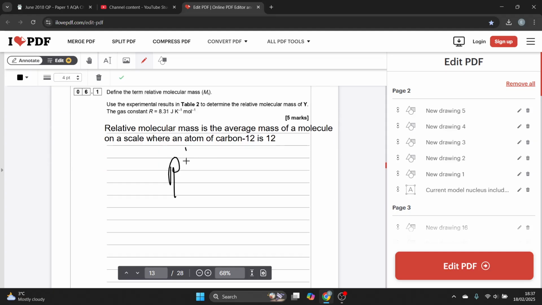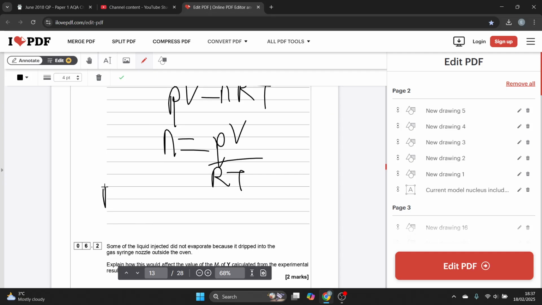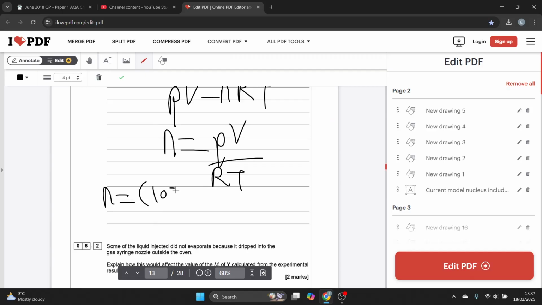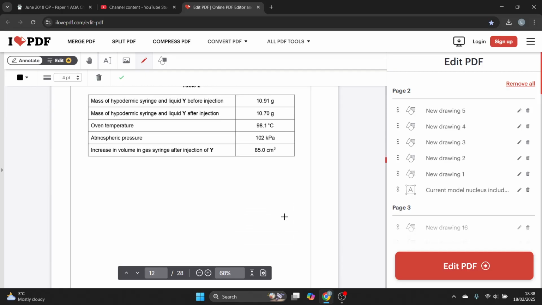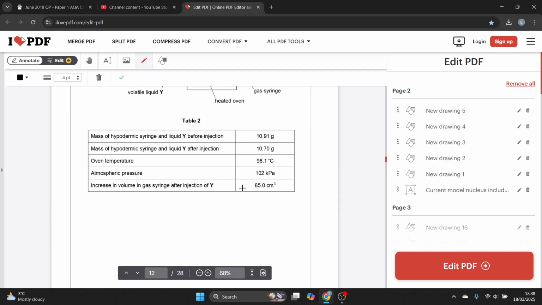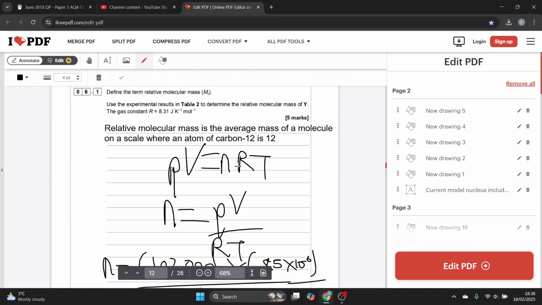So I'm going to use PV equals nRT. n equals PV divided by RT. n equals the pressure in pascals, 102,000, times the volume in meters cubed, 85 times 10 to the power minus 6, divided by a million. Then 8.31 times the temperature. In Kelvin, 98.1 plus 273, 371.1.